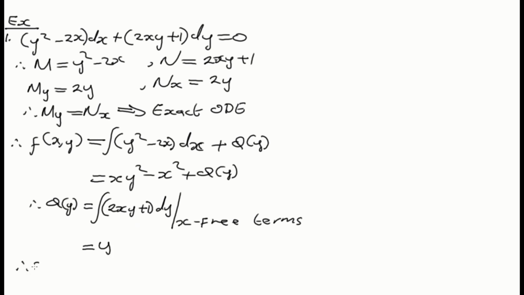Therefore we conclude, f of xy is equal to x y squared minus x squared plus y. Therefore in final conclusion, x y squared minus x squared plus y is equal to c. That is the answer.